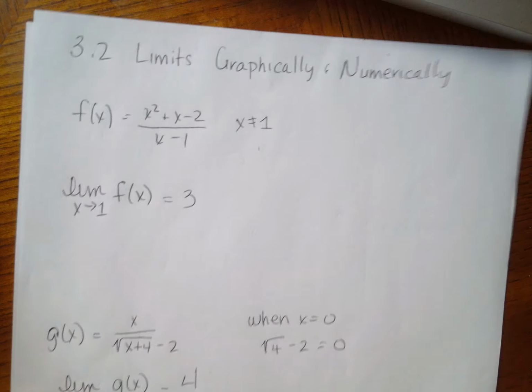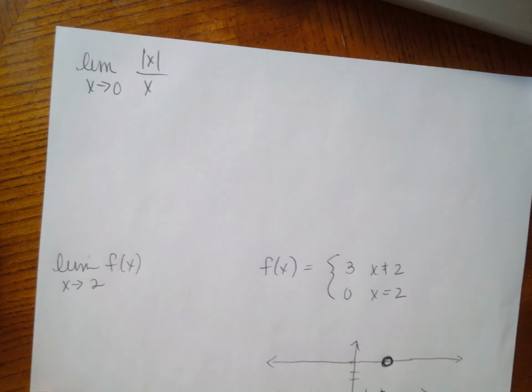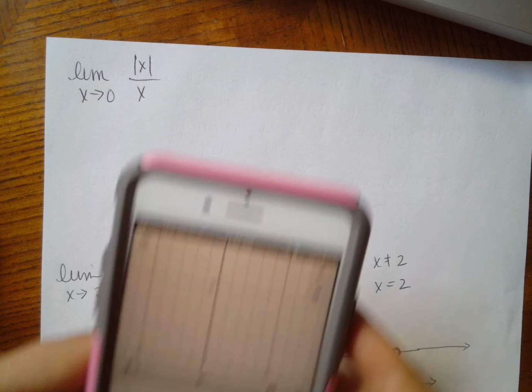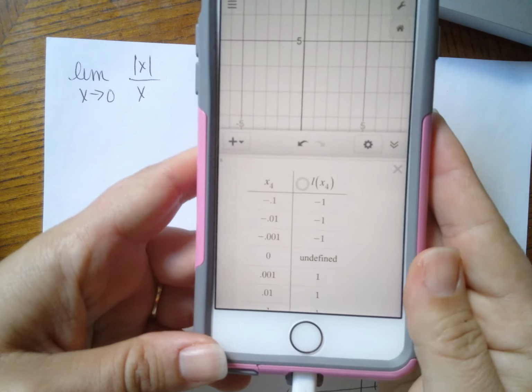Okay, so let's look at another interesting example. So this is y equals the absolute value of x over x. And so we'll go to our table here. Now this is a really interesting one. So look at my table here.